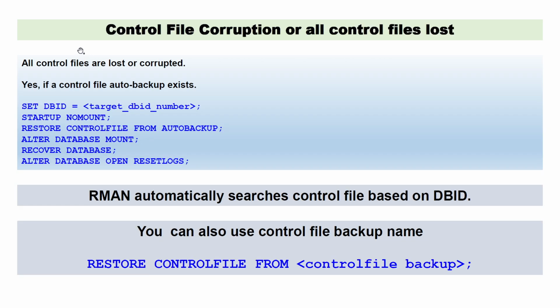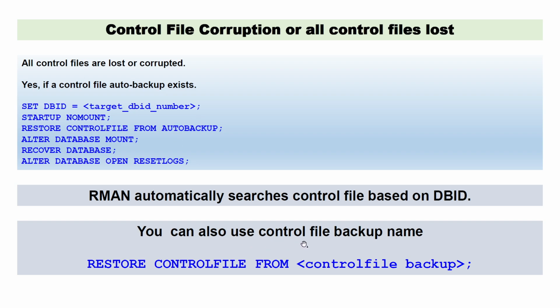Now, control file corruption or all control files lost. If the control files are corrupted or all control files are lost, and if control file autobackup exists, then you can set the DBID, start up nomount, restore controlfile from autobackup, mount the database, recover the database, and open the database with resetlogs. Since you have restored the control file, you have to open the database in resetlogs mode. Remember, RMAN automatically searches for the control file based on the DBID. That's why you set the DBID.